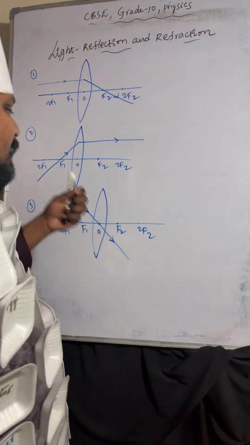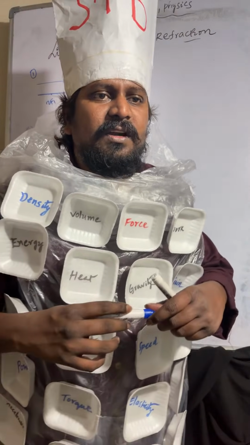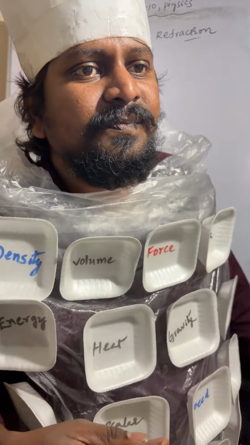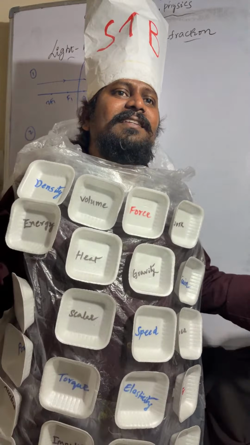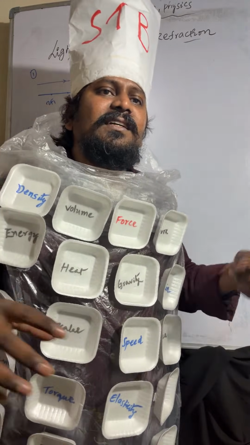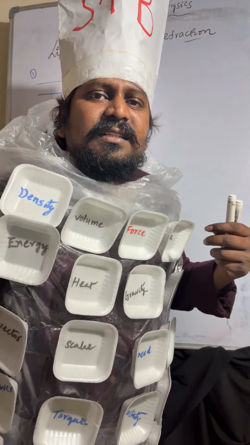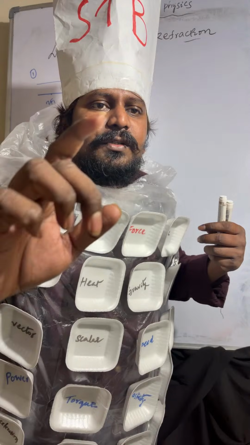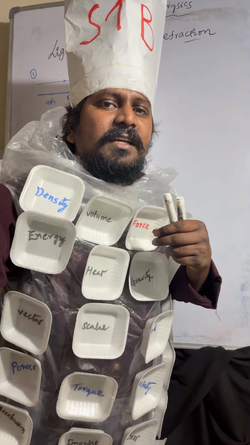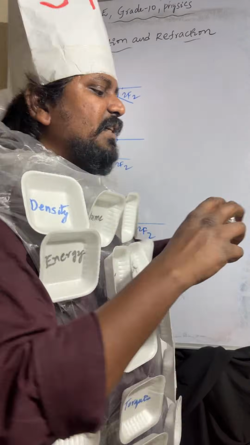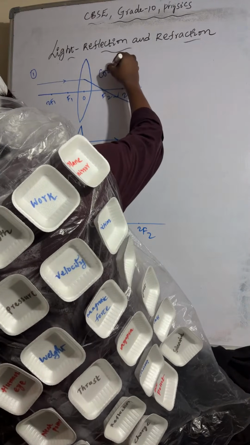That is the optic center. What is the importance of the optic center? Well, light rays passing through optic center, no deviation takes place. Okay, so this is about the convex lens.